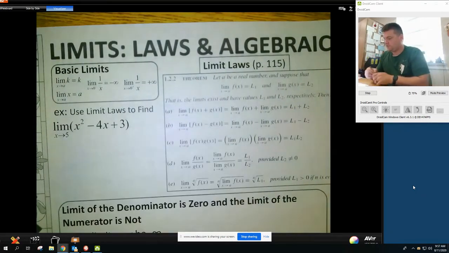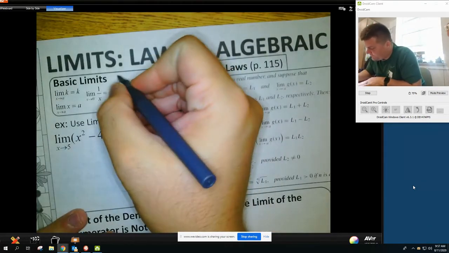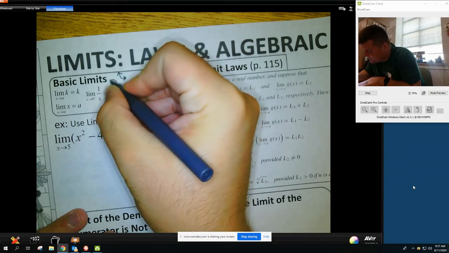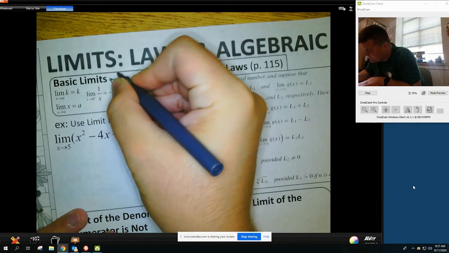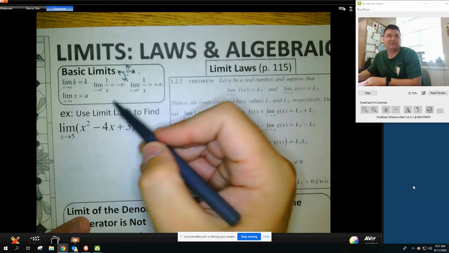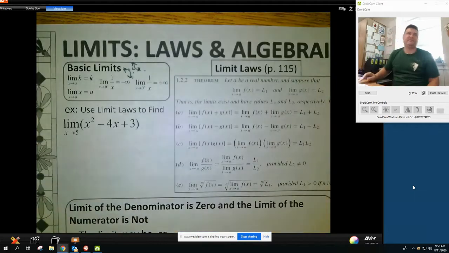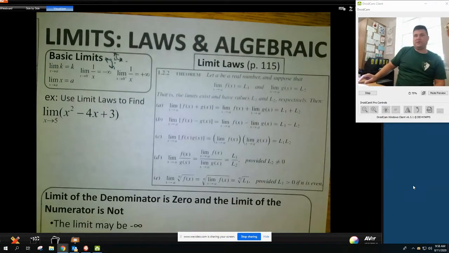Also, if we look at this function right here, if you're not familiar with what 1 over x looks like, it kind of looks like this right here. Get some asymptotes in there, and that'll kind of help you out. So from the left, it goes down to negative infinity. From the right, it goes up to positive infinity. That's some important stuff to know.